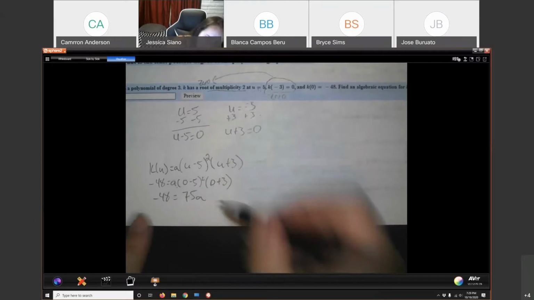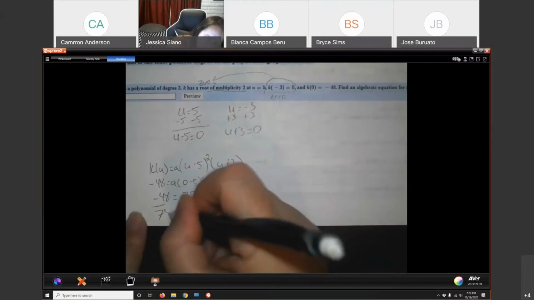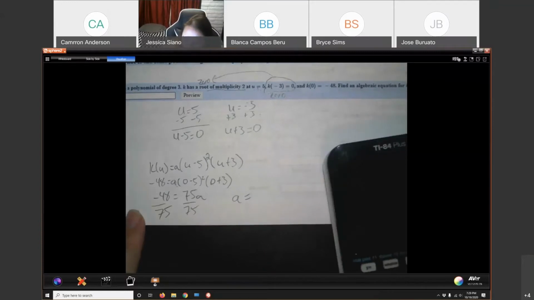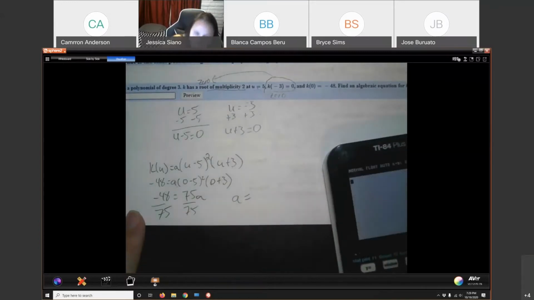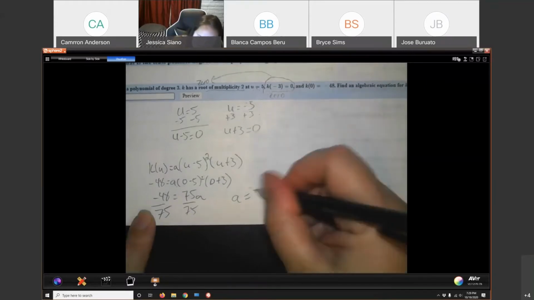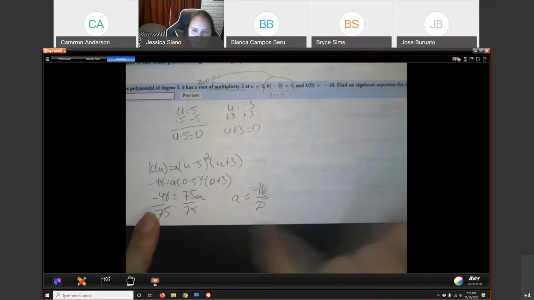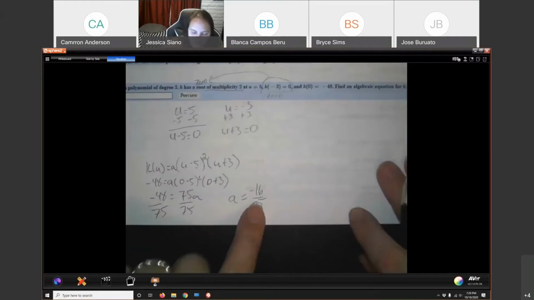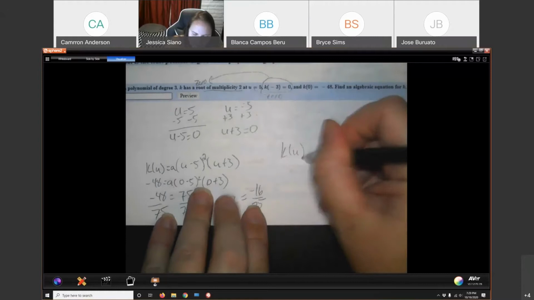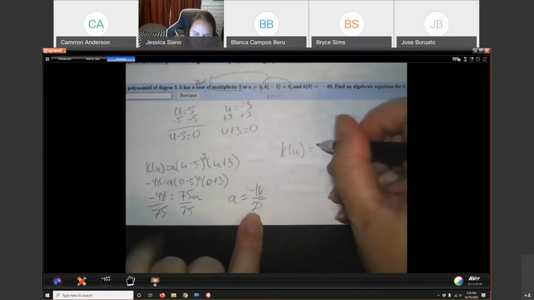And so then we'll divide both sides by 75, and we'll get that a equals negative 48 divided by 75, and then we'll go math, enter, enter, negative 16 over 25. So that is my leading coefficient. So then my final answer would be this, except instead of a, I'm going to write my leading coefficient.